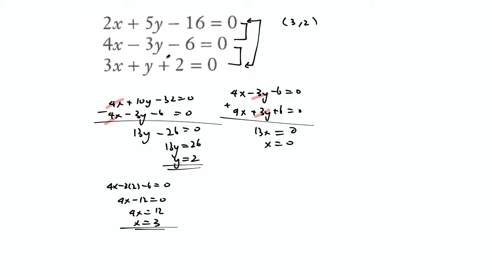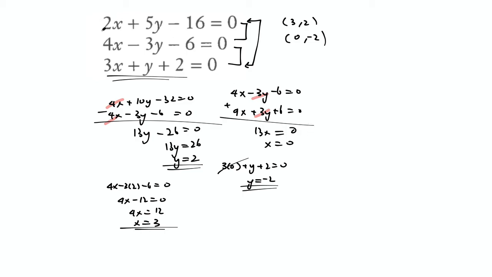Okay, and let's plug that back into this equation here, just because it's the easiest. You get 3 times 0 plus y plus 2 is equal to 0. This is 0, so you get y must be minus 2. So the other point is going to be (0, -2).